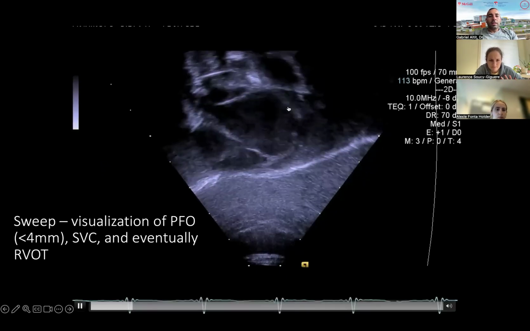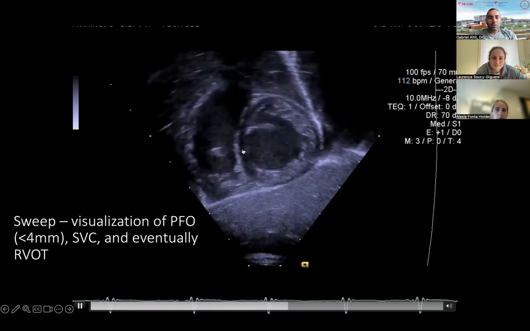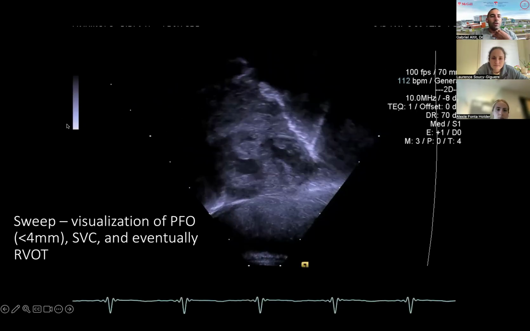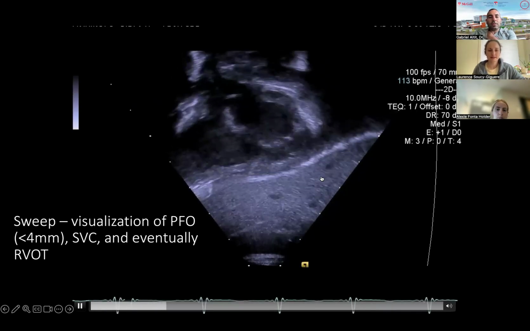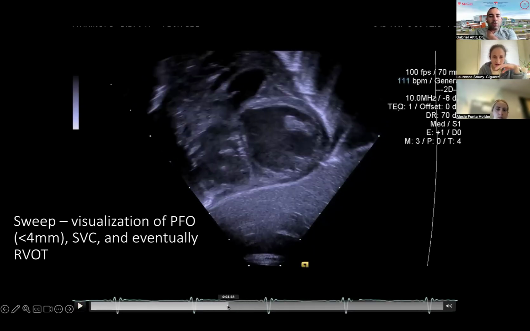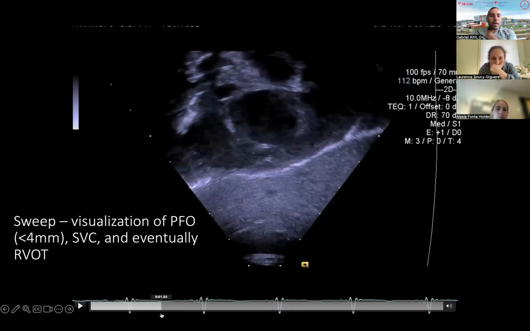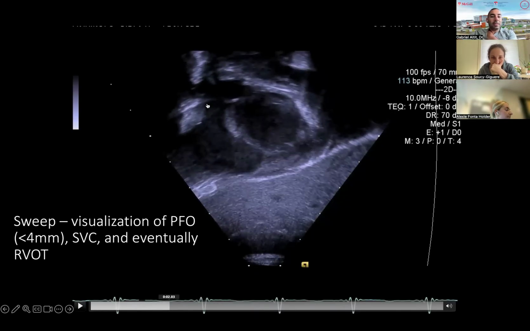Okay. This is in 2D, so you can measure the actual PFO. So we say that, if you're less than 4 millimeter, it's typically a PFO. We can even see the SVC in 2D. So it's a place where you could measure its diameter. If you're concerned about kind of vein of Galen malformation, you would see torrential flow here. But this is the SVC, okay, and would be dilated in some of the cerebral AVMs.